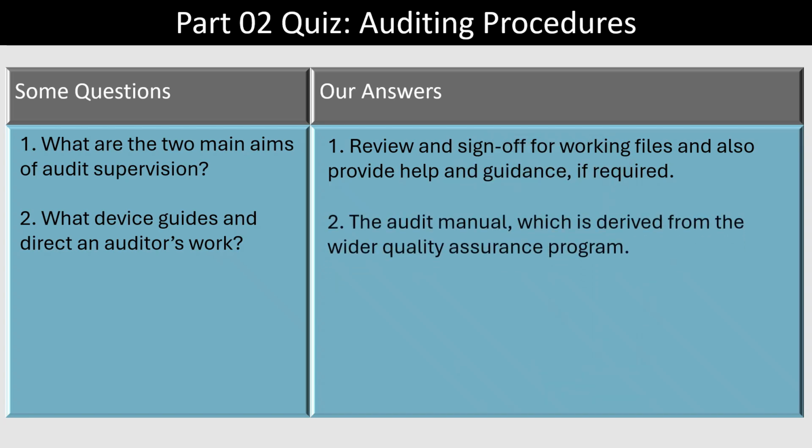The audit manual feeds directly into the wider Quality Assurance Improvement Programme as an important component. The aim is to guide and direct auditors without turning them into robots that can be replaced by artificial intelligence.